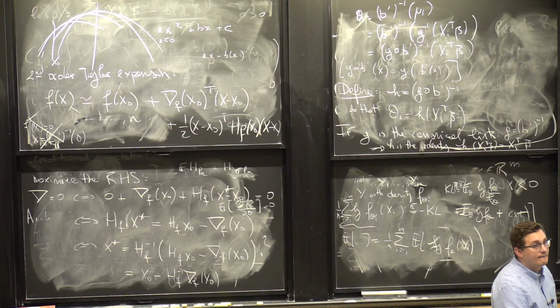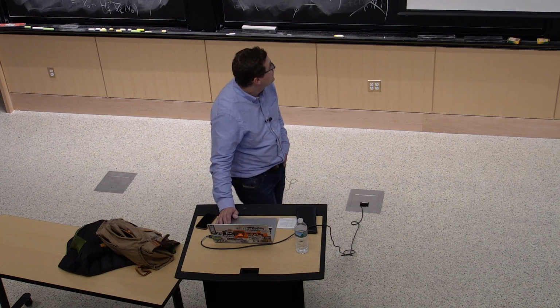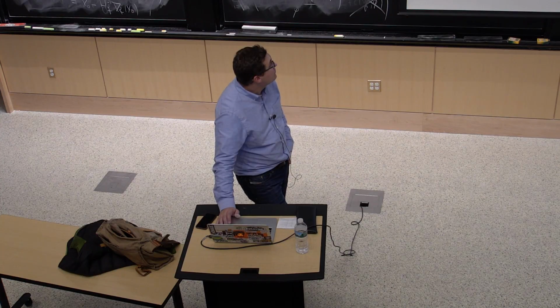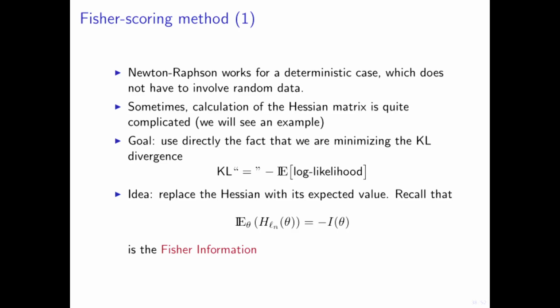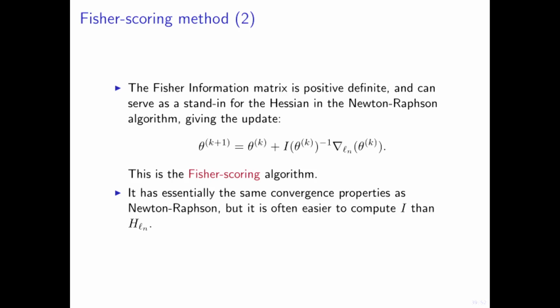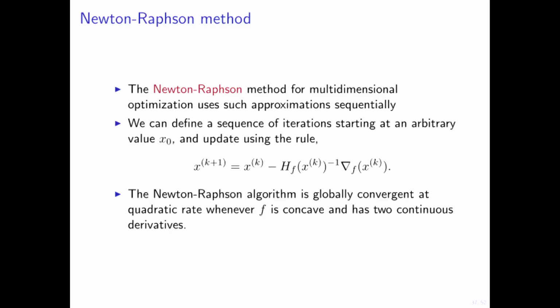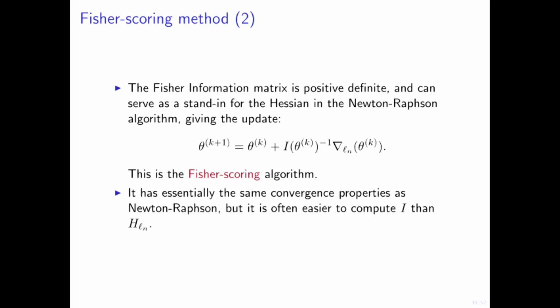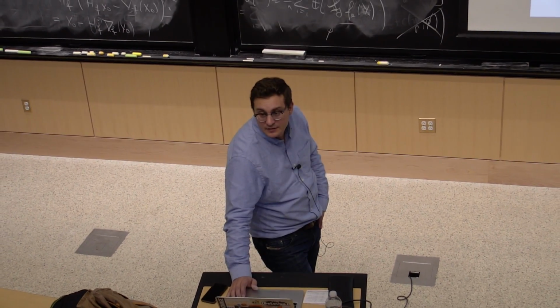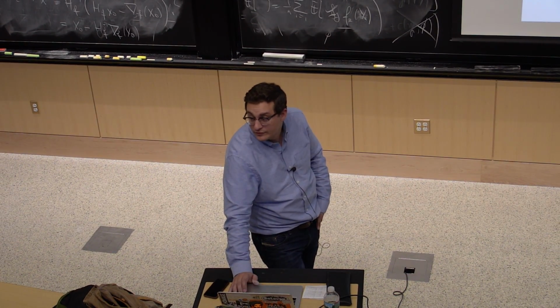Other questions? All right. So what do we do here? Well, as I said, now we know that the expectation of H is negative Fisher information. So rather than putting H inverse in my iterates for Newton-Raphson, I'm just going to put the inverse Fisher information. And remember, I had a minus sign in front, so I'm just going to pick up a plus sign now, because I is the negative of the expectation of the Hessian. This has essentially the same convergence properties, and it just happens that it's easier to compute I than H of ln. That's really why you want to do this.